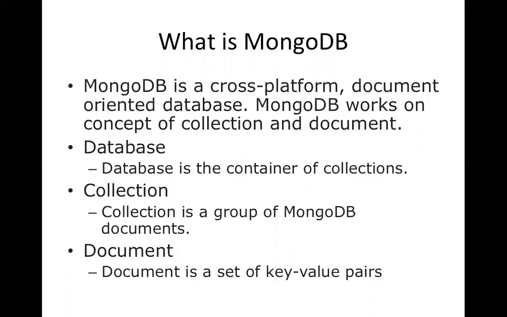But in MongoDB there are 3 levels. The first, highest level is the database. A database is a container of collections, and inside the database there are many collections. A collection is a group of MongoDB documents, and the document is the basic level for MongoDB. A document is a set of key-value pairs.